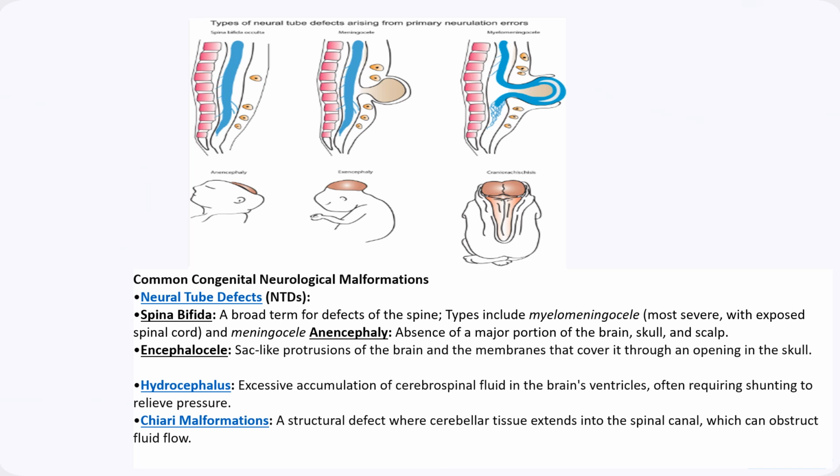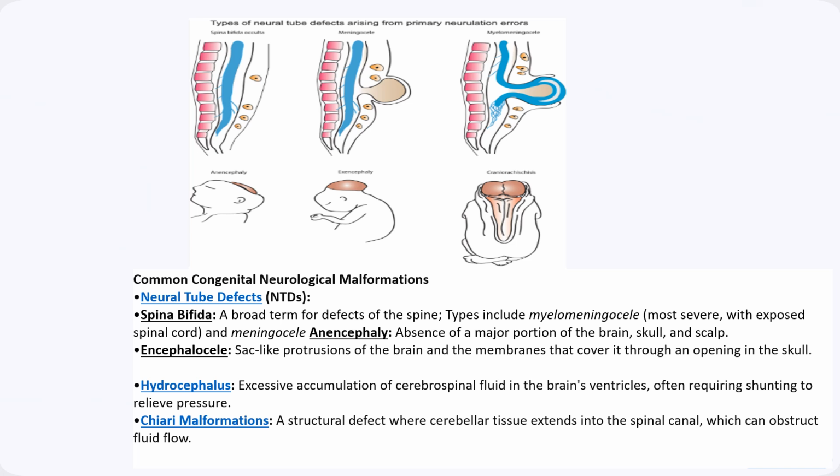Spina bifida is classified into two categories: myelomeningocele and meningocele. Among these two, myelomeningocele is the most severe, where spinal cord content is exposed outside. Anencephaly means absence of a major portion of the brain, skull, and scalp. Next type is encephalocele, a sac-like protrusion of the brain and the membranes that cover it through an opening in the skull.